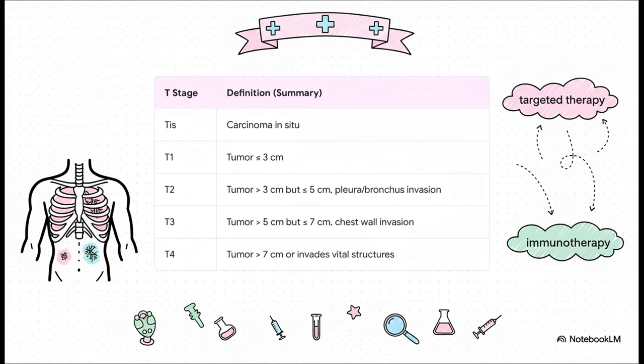This is pretty straightforward. It's all about the size of the primary tumor and whether it's starting to invade its neighbors. Is it a tiny little T1 all contained, or is it a big T4 that's growing into critical stuff like the heart or the great vessels?